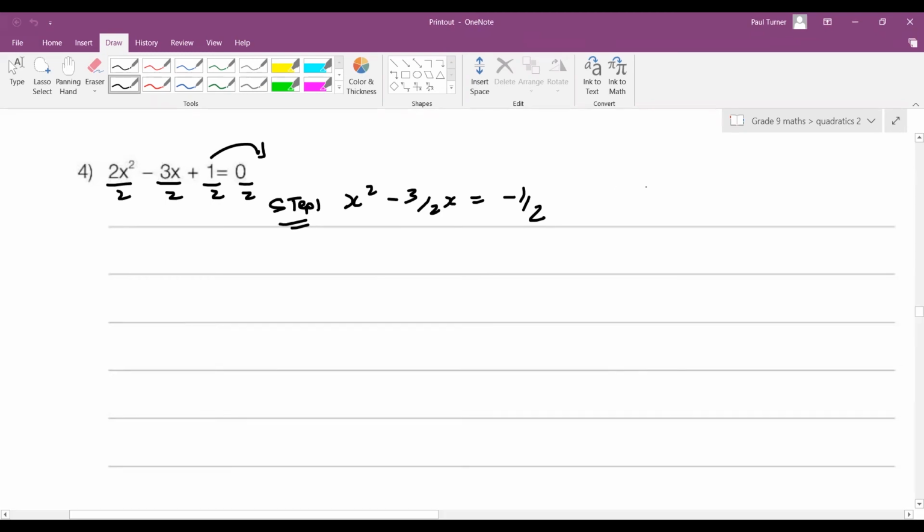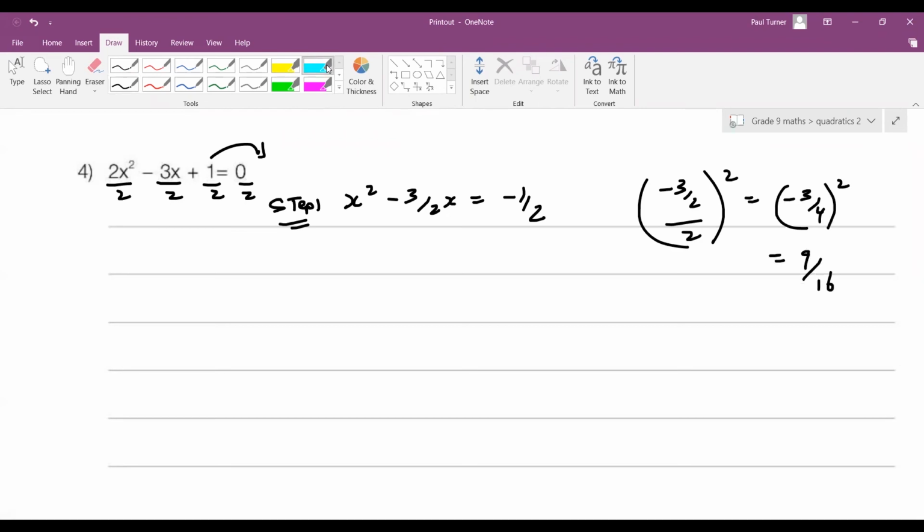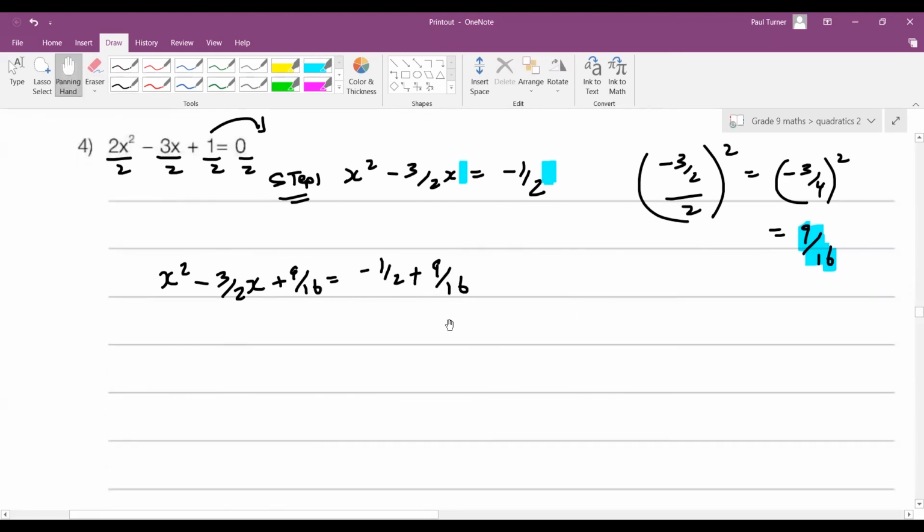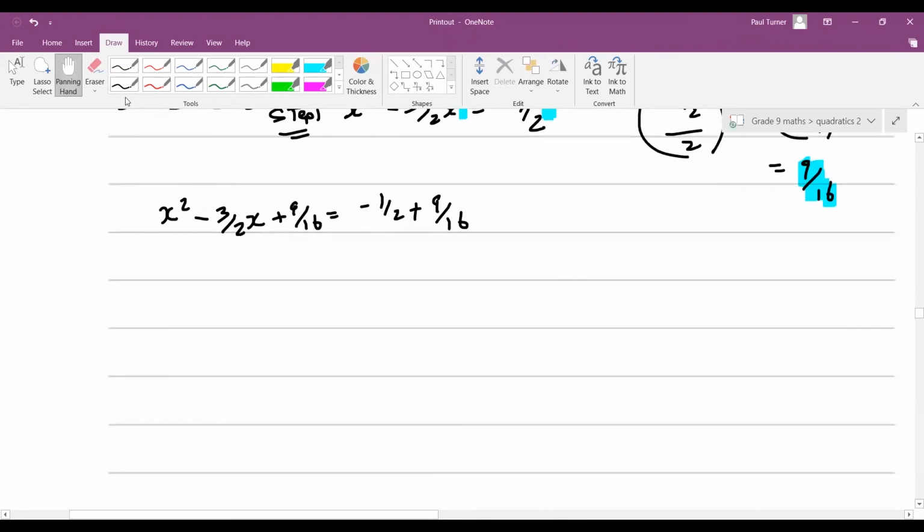Your middle number is minus 3 on 2. We halve that and we square it. We'll get minus 3 on 4. We square that, we'll get 9 on 16. This is the number that you add here and here. So we put them in. x squared minus 3 on 2x plus 9 on 16 equals minus a half plus 9 on 16. If you didn't get it correct, it's worthwhile to copy down here.